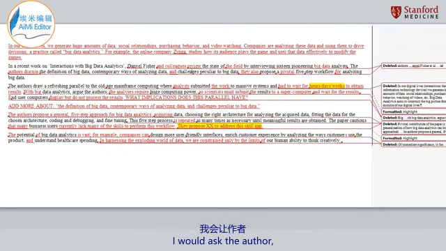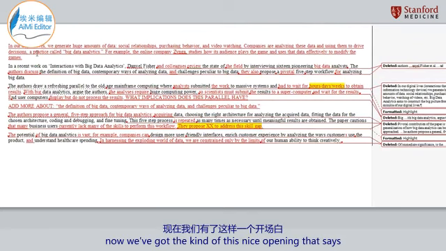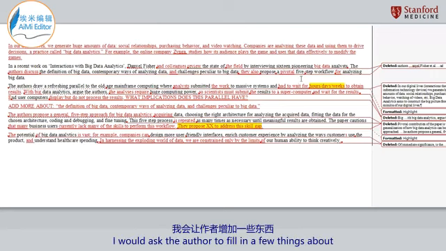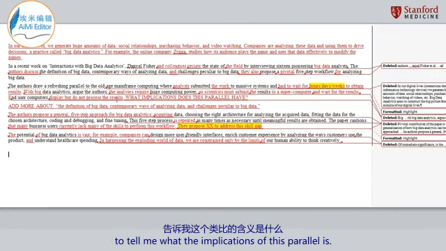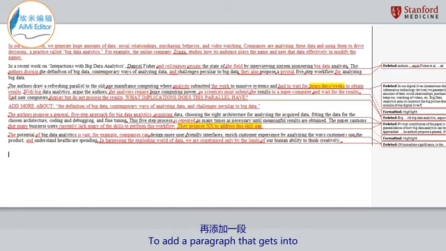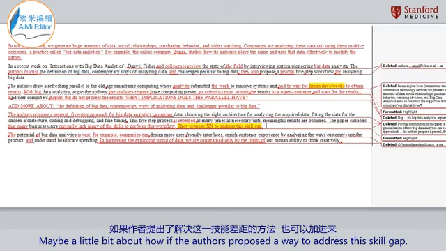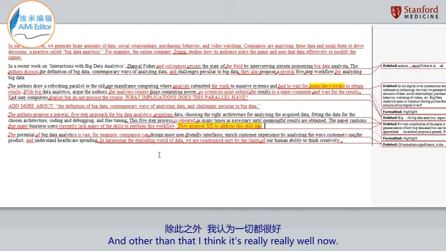I would ask the author, now we've got this nice opening that says exactly how data analytics is being used, give some nice more examples. I would ask the author to fill in a few things about exactly how long here, to be as specific as possible, to tell me what the implications of this parallel is, to add a paragraph that gets into this list of things that they said the authors tackled in the review article. Maybe add a little bit about how, if the authors proposed a way to address this skill gap. And other than that, I think it's reading really well now.